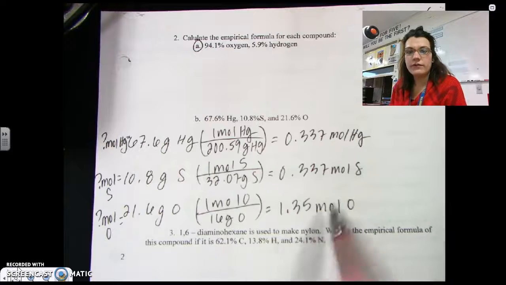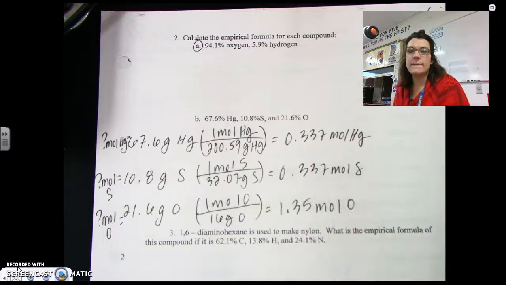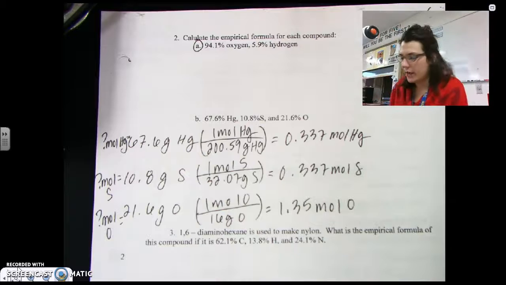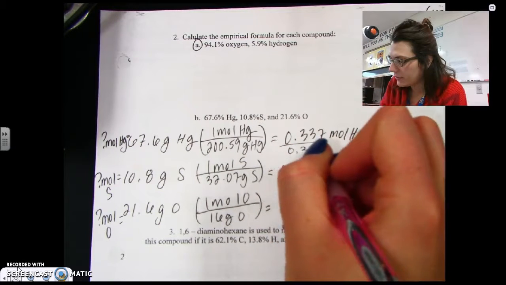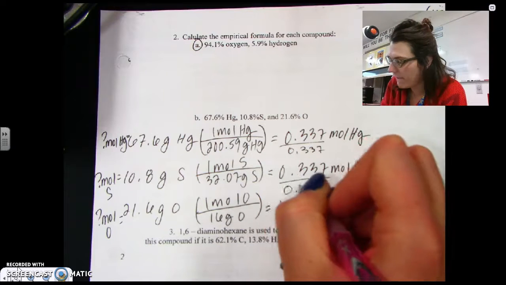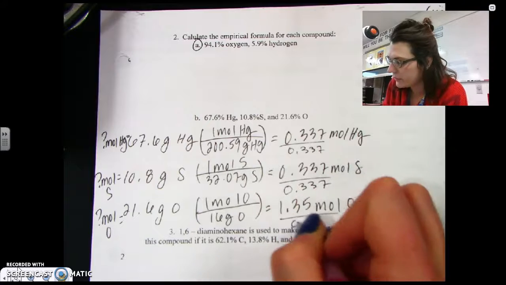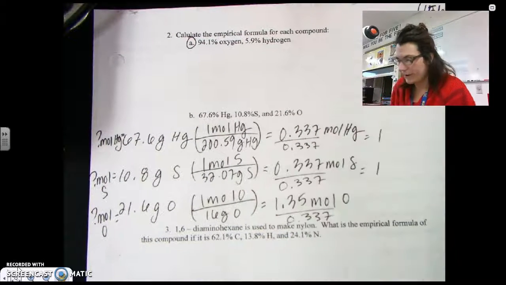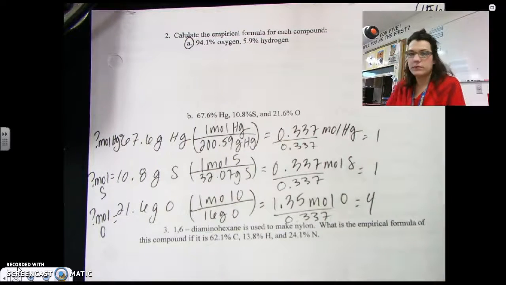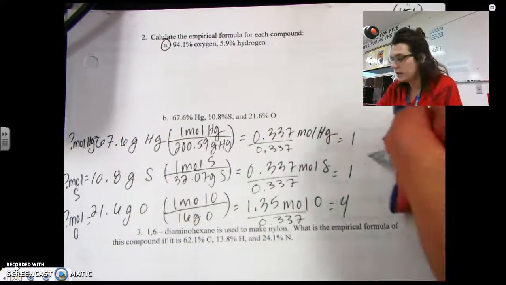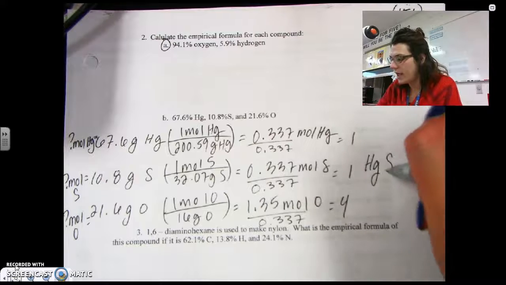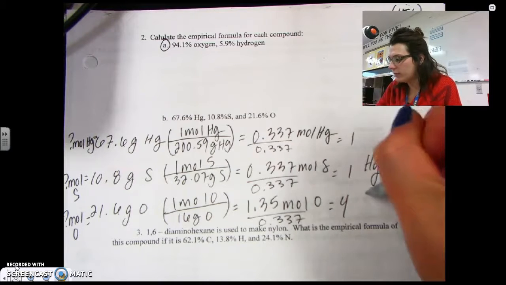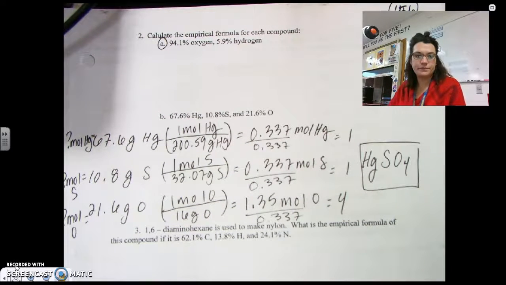Okay, once you convert all of them to moles, the next step is divide by the smallest mole, and you're going to get a whole number. So my smallest is 0.337. So I'm going to divide all of these by 0.337. So this is going to be 1. This is going to be 1. This is going to be 4. So the empirical formula is going to be HgSO4. And that's our final answer.